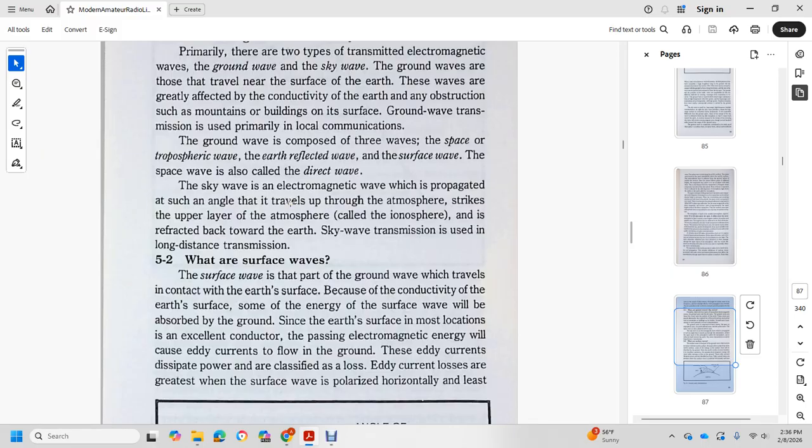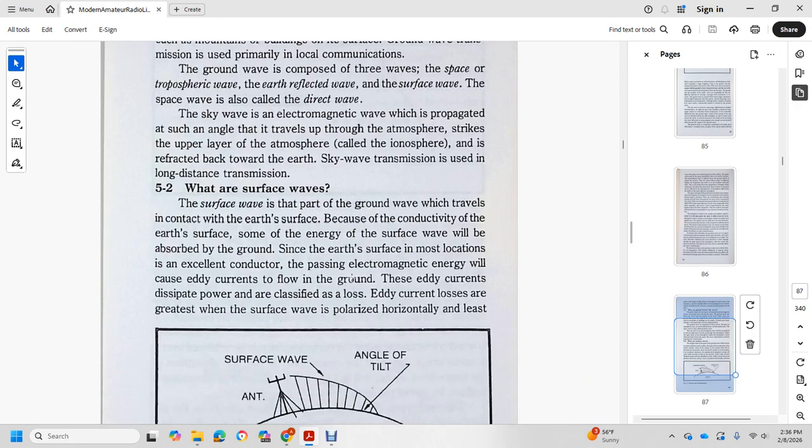5.2. What are surface waves? Surface waves are ground waves that travel in contact with the Earth's surface, depending on the conductivity of the Earth's surface. Some of the surface wave energy will be absorbed by the ground, since the Earth's surface is an excellent conductor. The passing electromagnetic energy will cause eddy currents to flow on the ground. The eddy currents dissipate power.